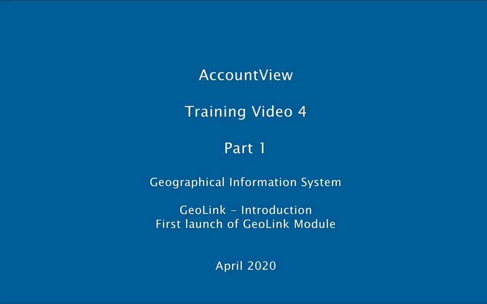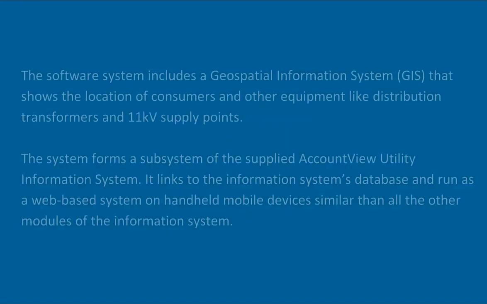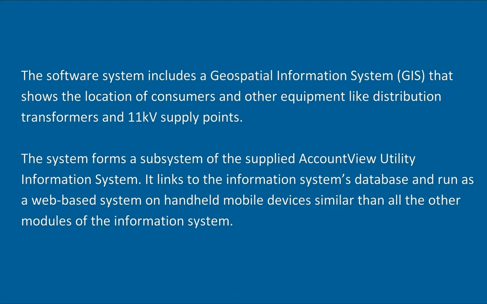Account View. Training Video 4. In this training session, we will cover the Geographical Information System's additional application used to collect the geolocation data. The software system includes a Geospatial Information System that shows the location of consumers and other equipment like distribution transformers and 11 kV supply points.